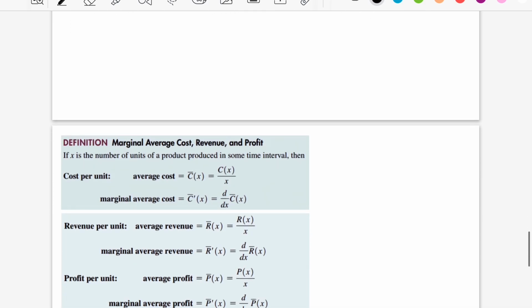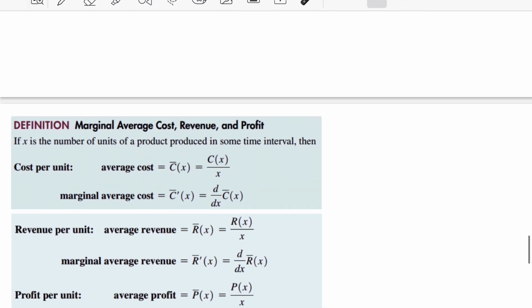All right. So this leads us to this definition. So again, X will be the number of units of a product produced in some given time interval. Then our average cost is going to be denoted with this function C of X with a bar over it. So you can say this as C bar of X. So we're going to take C of X divided by the number of units of product that was produced. So again, we're just taking the average. And then the marginal average cost is going to be C prime bar of X.